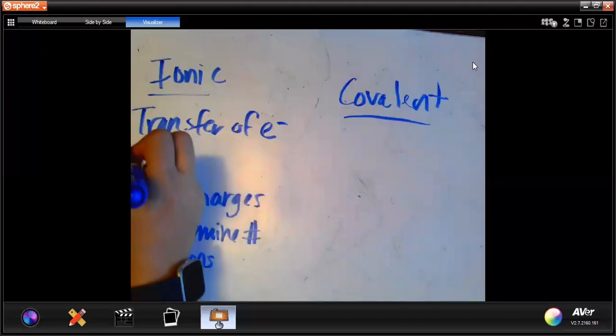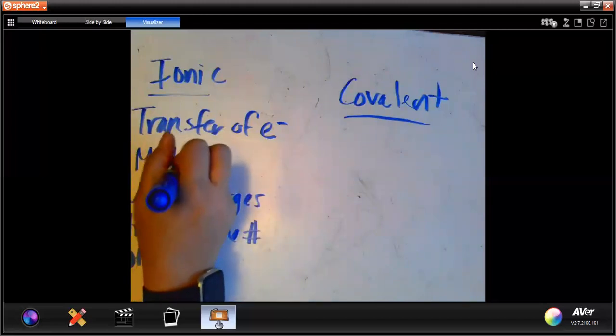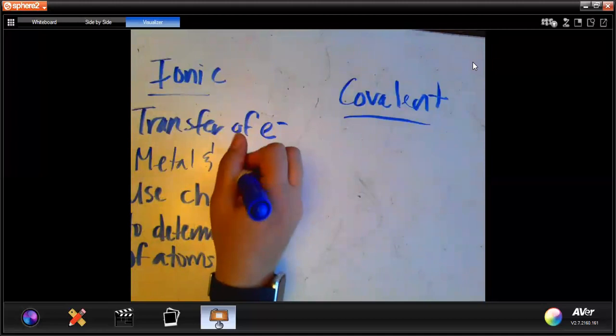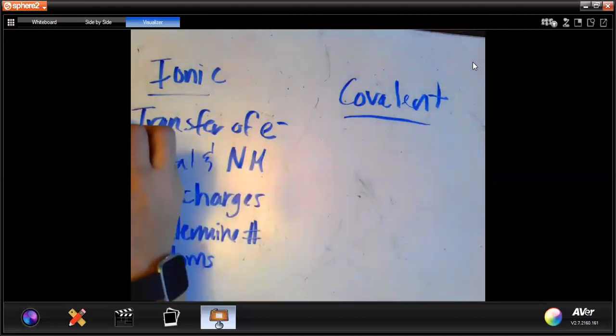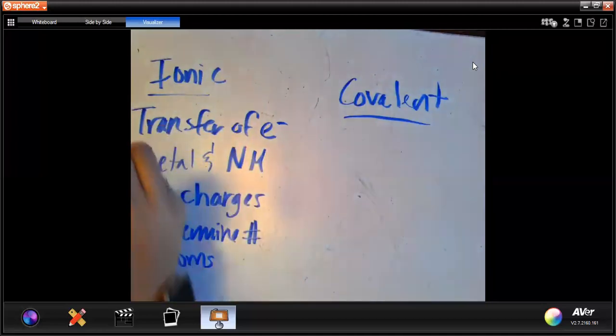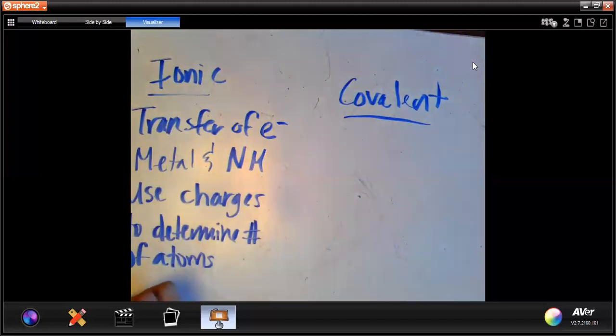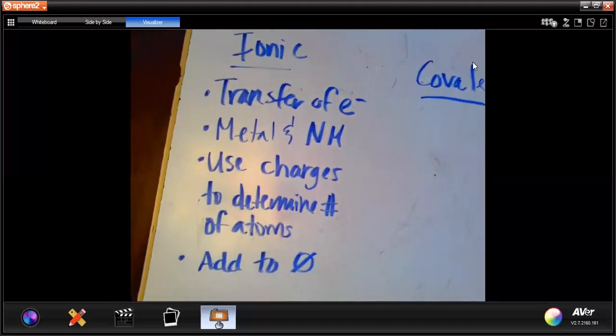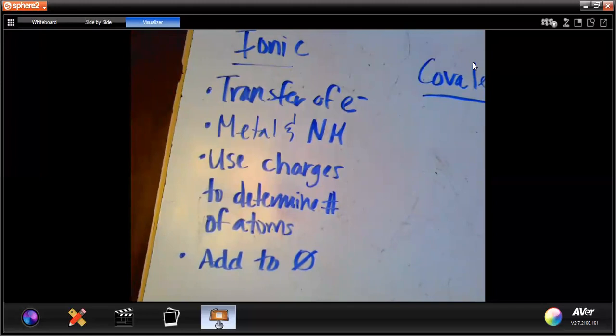And again, this is between a metal and nonmetal. Okay. The other thing about the charges is that they must add to 0 because compounds are neutral. Now, we also have where we have to use Roman numerals sometimes because some metals have more than one possible charge.